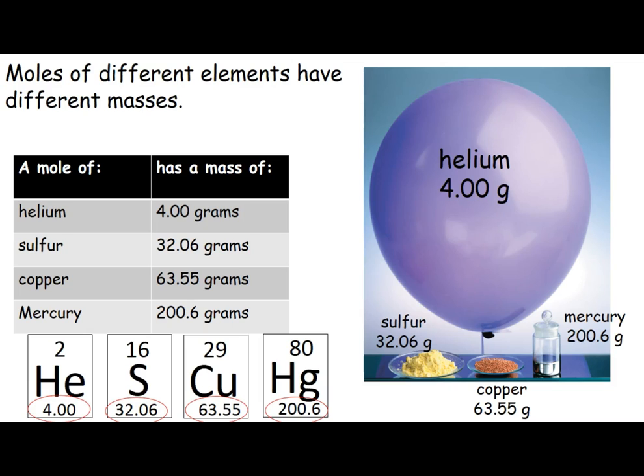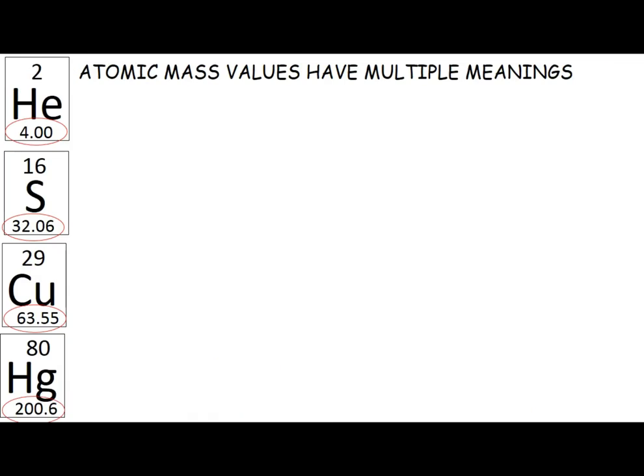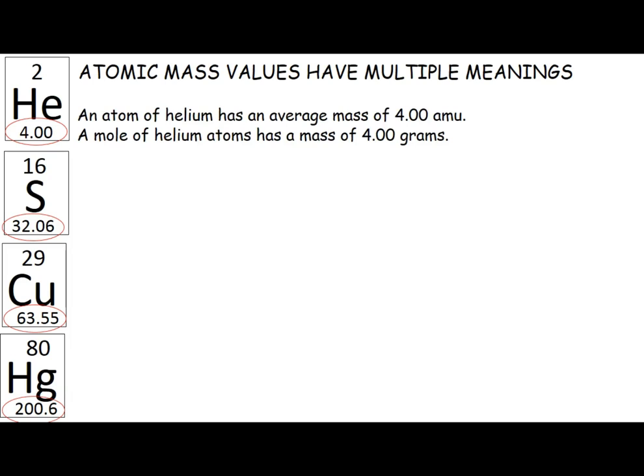I want to take a little side step. I know we talked about average masses or atomic masses in the last topic, but I want to make sure that this is clear. The average atomic mass values that you see on the table have multiple meanings. And so now we've seen the 2 meanings, and I want to just summarize those here. An atom of helium has an average mass of 4.00 AMU, or atomic mass units, but a mole of helium atoms has a mass of 4.00 grams.